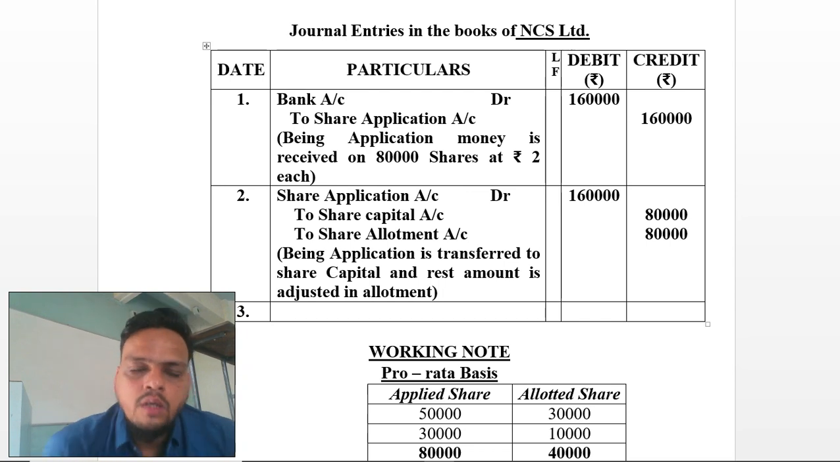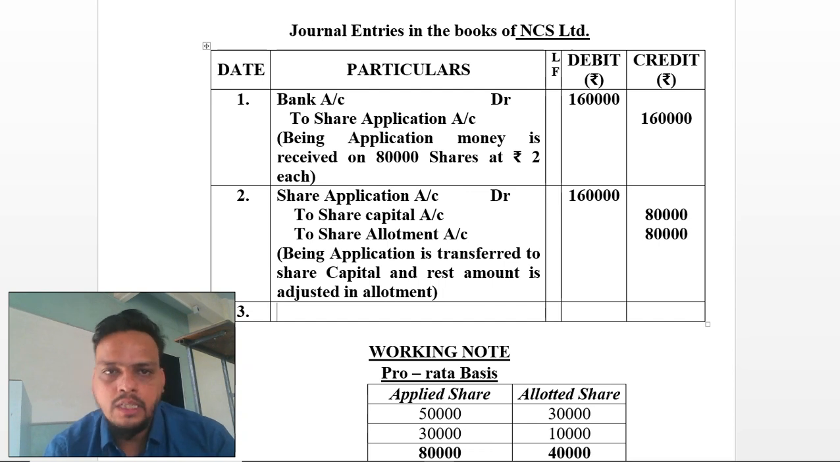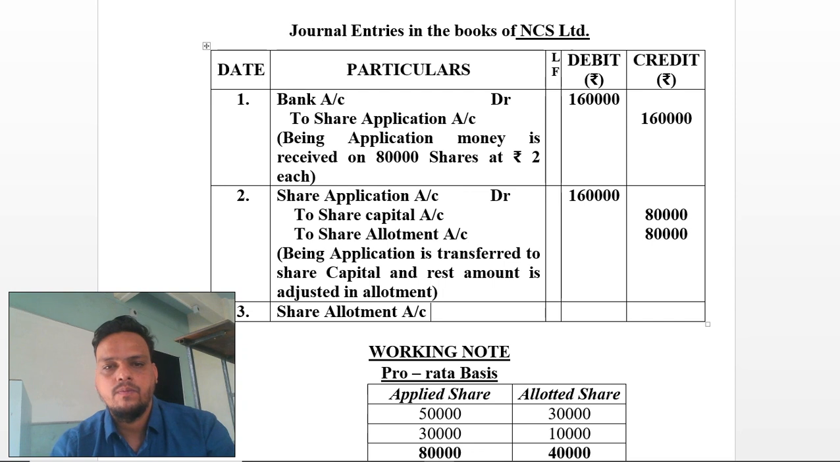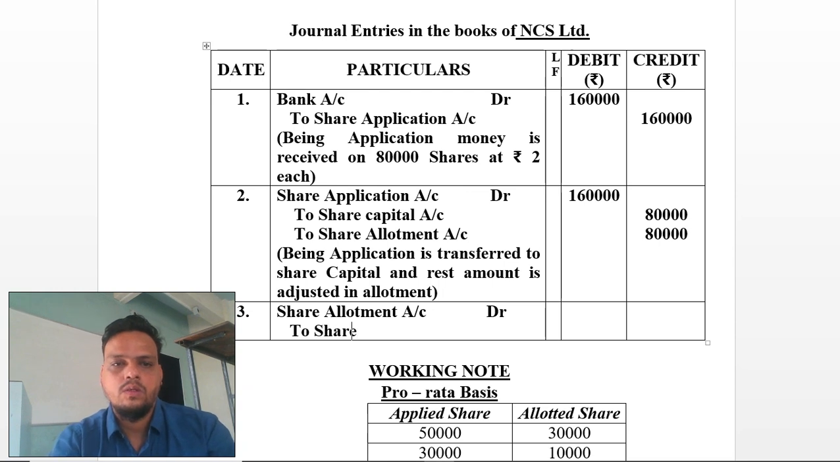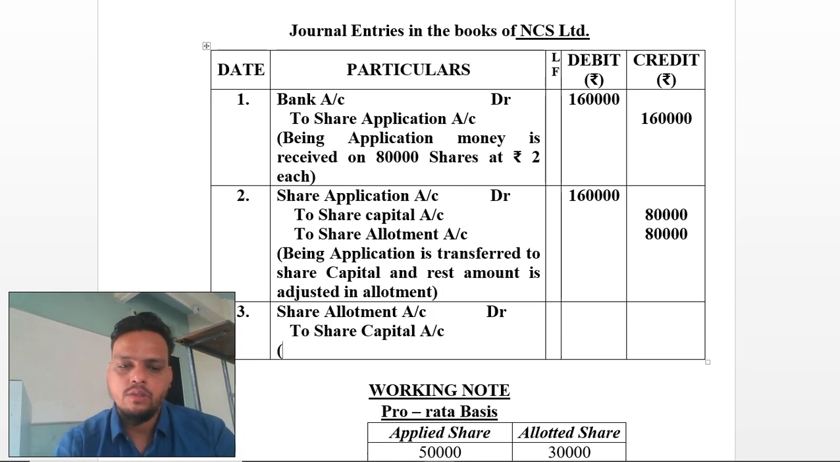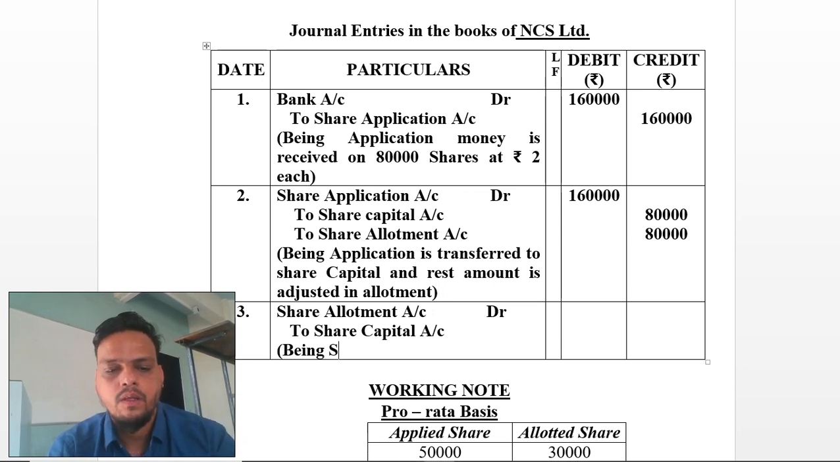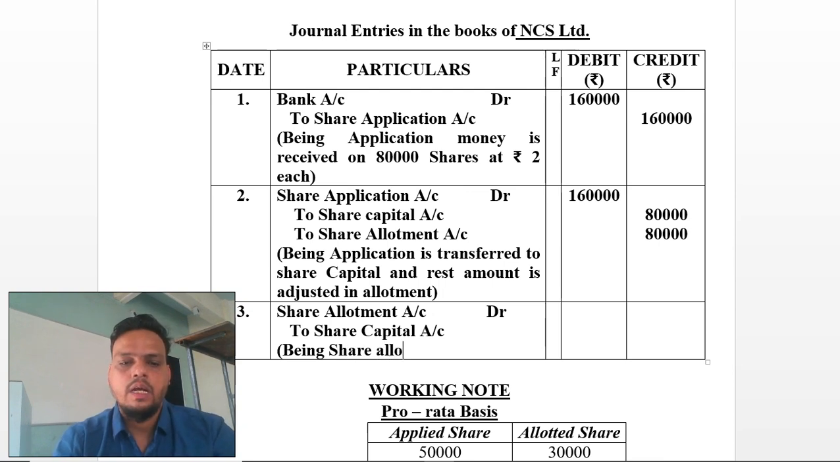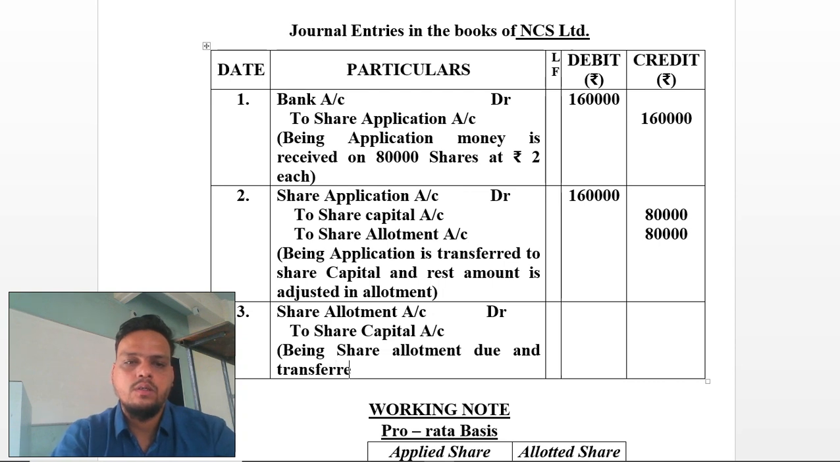Now we are going with the allotment entry. First we will transfer and then we will receive the amount. Let's begin with the entry. Share allotment account debit to share capital account. I am writing the narration first: being share allotment due and transferred to share capital.